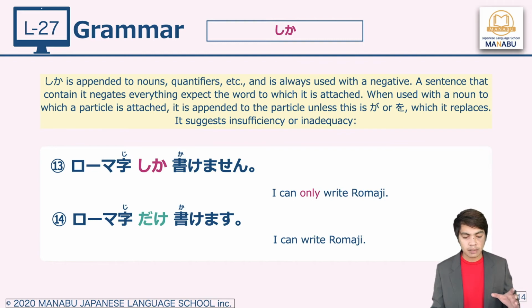Example number 14, romaji dake kakemasu. So romaji dake kakemasu. Romaji only. I can write romaji only. You can write other characters like katakana or hiragana, or maybe you're not good with hiragana or katakana, so you can only write romaji. But when you say romaji shika kakemasen, only romaji and nothing else. You can only write just romaji.